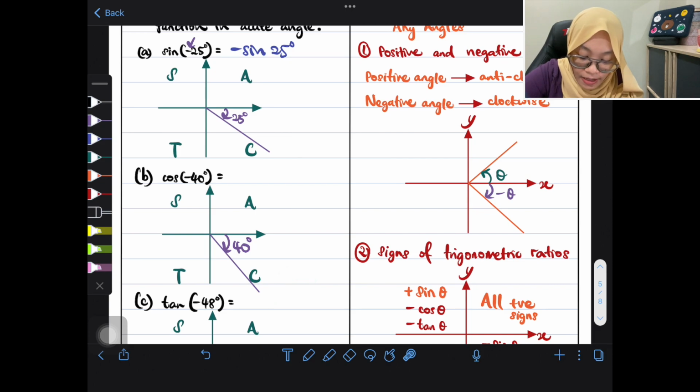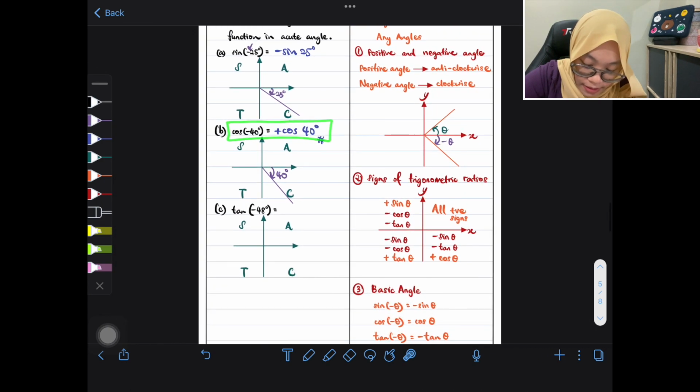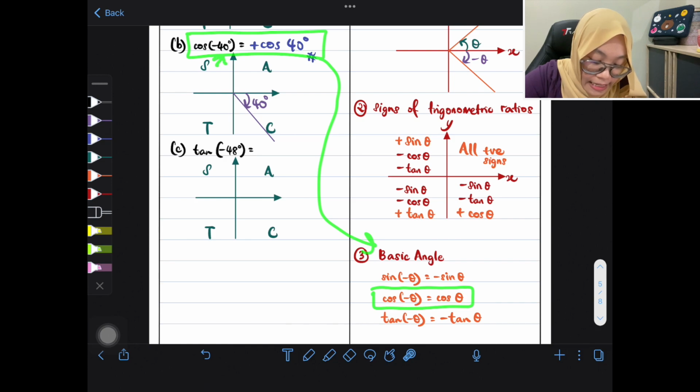Cos, sebab di sini adalah fourth quadrant, only cos sahaja yang positif. Therefore, I'm so happy to write down, oh, this is positive cos 40 degree. Yay! Isn't it the same as our basic angle formula? Yeah. Tengok ni, sama nah. Dalam ada negative 40, tiba-tiba hilang dah negative. Yeah, we have proven that the basic angle is correct.